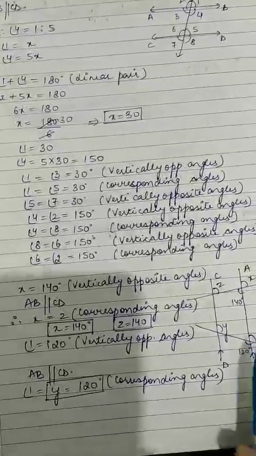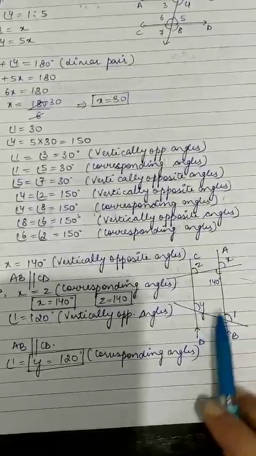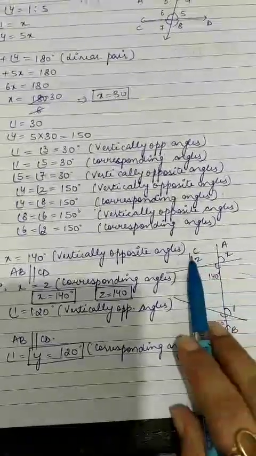Question number 2, children. In this, the figure is given to you and AB is parallel to CD. This is given to you. We have to calculate the values of x, y and z.